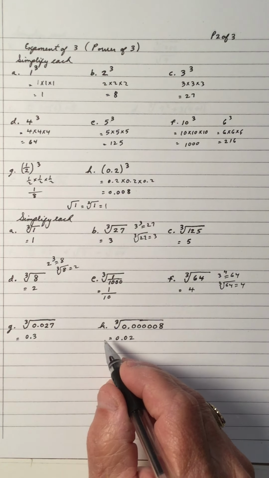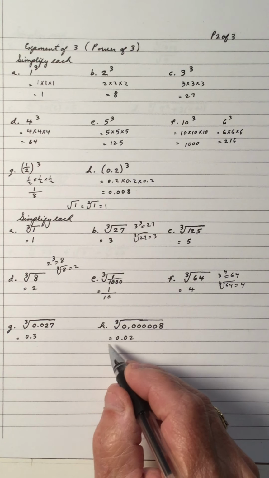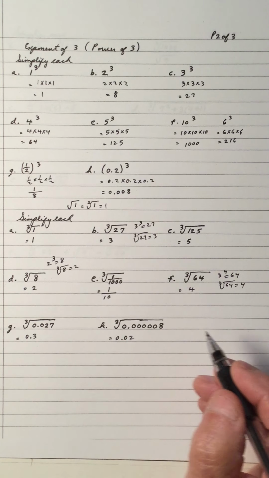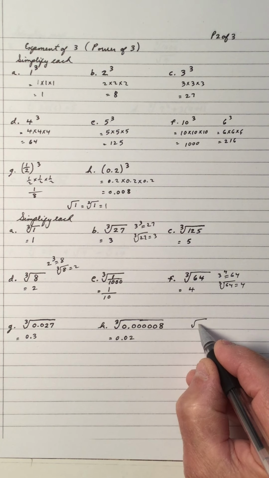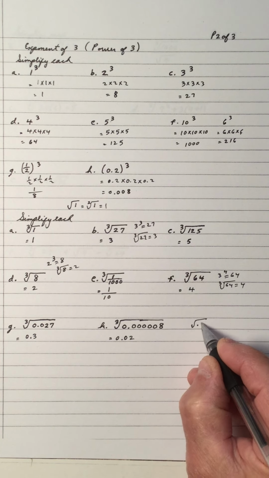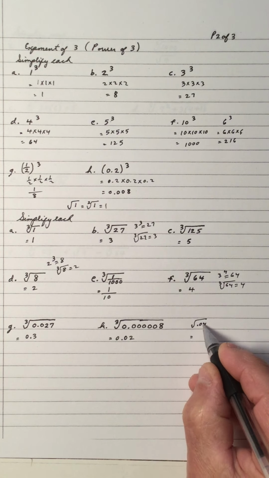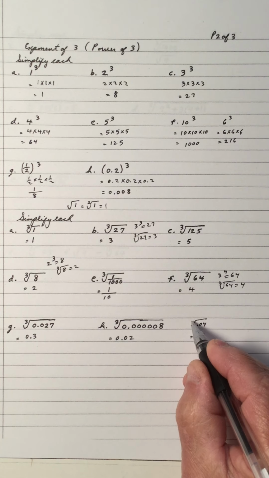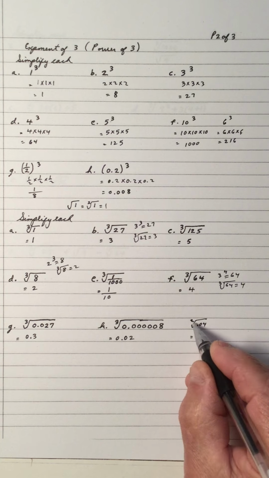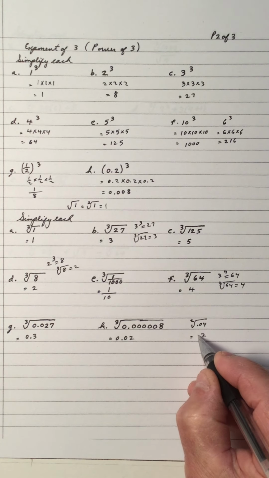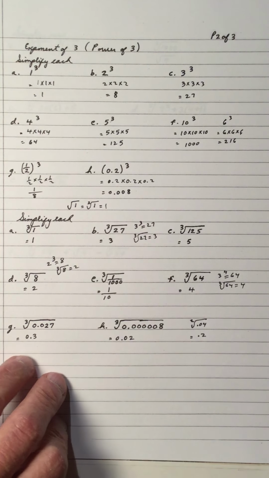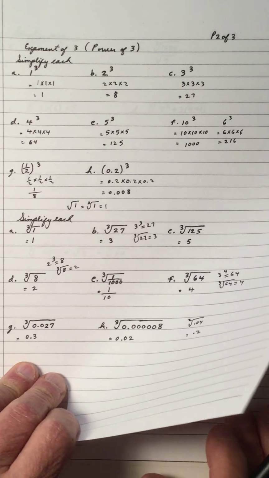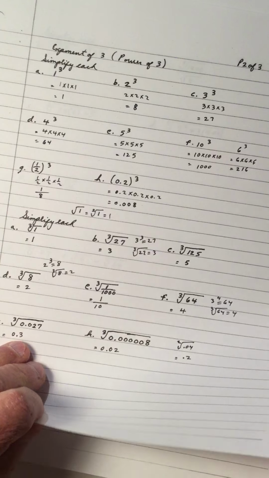So when you're doing roots in terms of decimals, if you had the square root of 0.04, the square root of 4 is 2. Square roots, which is a 2, you take half the number of decimal places. Cube roots, you take 1/3 the number of decimal places. Okay, let's continue.